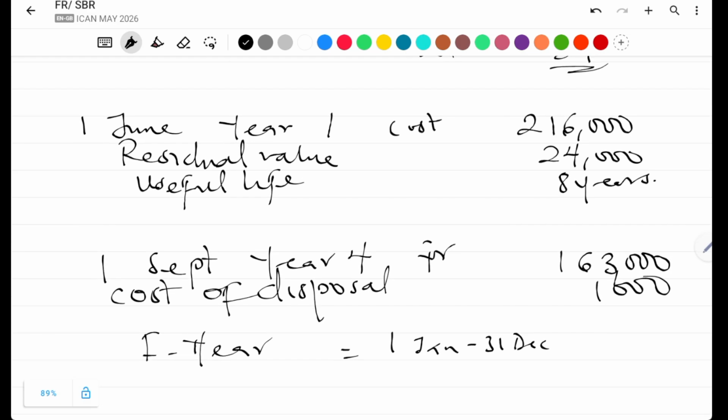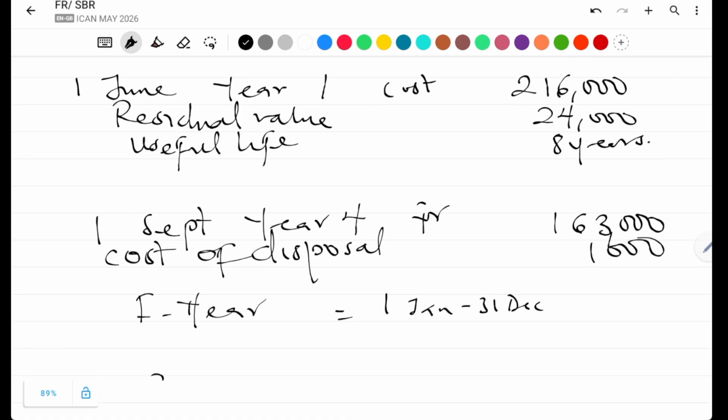So if we bought an asset on the 1st of June, year one, it means that by 31st of December that same year, we expect to close our books. So we have to close our books in year one. The question is, how long has this asset been with us so that we can depreciate in line with the time it had been with us?